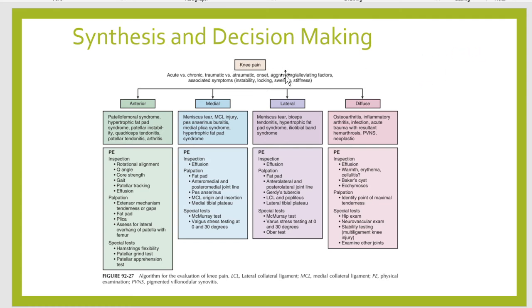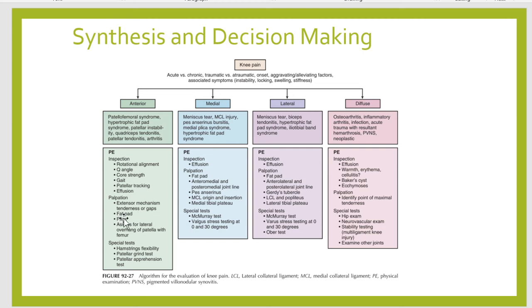If you have knee pain, you must determine its laterality, where it is located. If it is anterior, you consider the following conditions. You have to check the rotational alignment, Q angle, core strength, gait, patellar tracking, effusion, and palpation. Mostly, when it is anterior, the most involved structure is the patella. Right? You can see that.